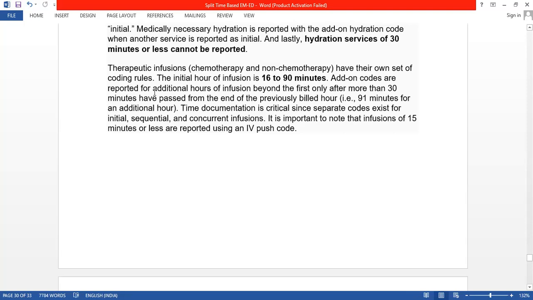Add-on codes are reported for additional hours of infusion beyond the first hour, only after more than 30 minutes have passed from the end of the previous billed hour. Means from the 91st minute, we will code additional CPT of infusions. Time documentation is critical since separate codes exist for sequential and concurrent infusions. It is important to note that infusions of 15 minutes or less are reported using IV push codes. Hope this is clear to all of you.